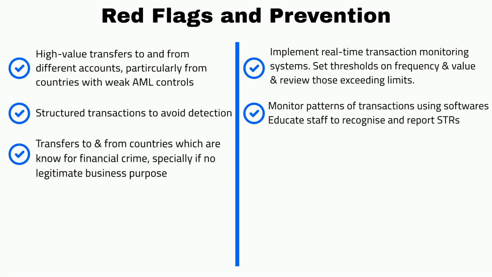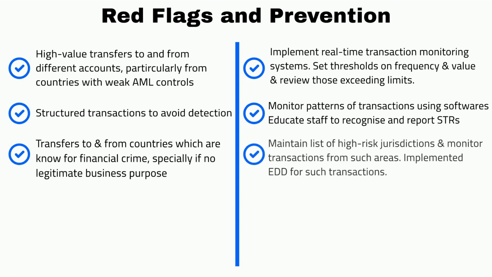Transfers to and from countries known for high levels of corruption or financial crime, especially if the transaction appears to have no legitimate business purpose. Maintain a list of high-risk jurisdictions and monitor transactions to or from these areas. Implement enhanced due diligence for transactions involving high-risk jurisdictions.